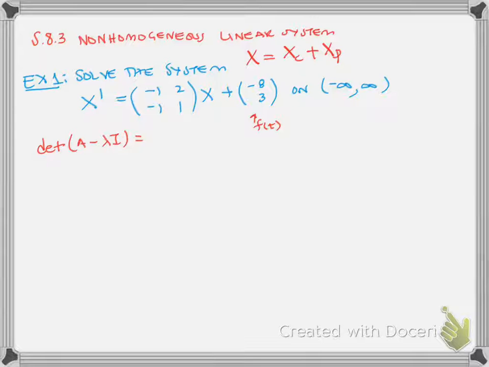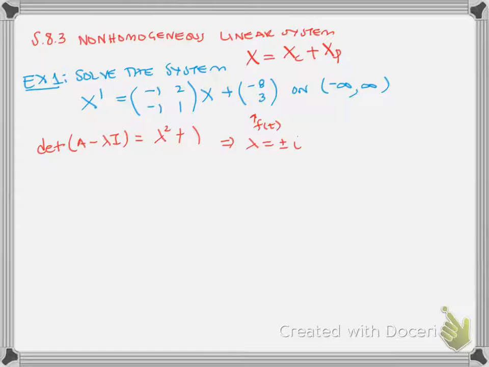Okay, so the determinant of this, and again, double check my work, should be lambda squared equals 1. No, I think it should be plus 1. See, I'm messing up already. It should be lambda squared plus 1, otherwise it wouldn't be complex. Which tells us that lambda is plus or minus i.